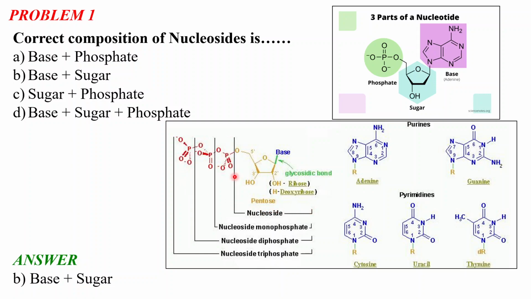So with base and sugar, it is called the nucleoside. If we have one phosphate unit along with this sugar part, then it is called the nucleoside monophosphate. If we have two phosphate units together, it is called nucleoside diphosphate, and if you have three phosphates, it is called nucleoside triphosphate. And this portion with the base, sugar and phosphate together is called the nucleotide.